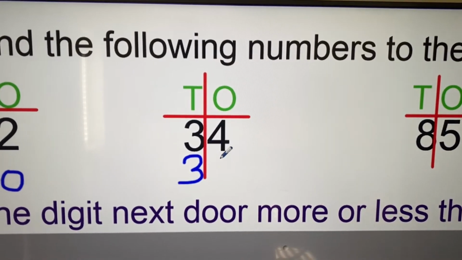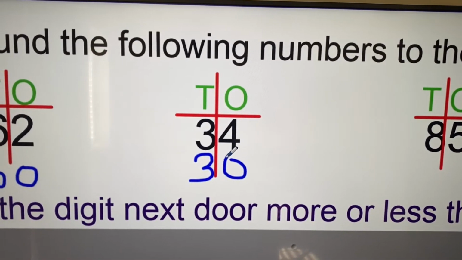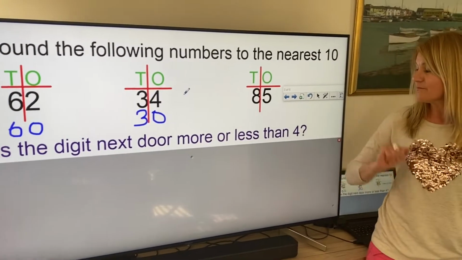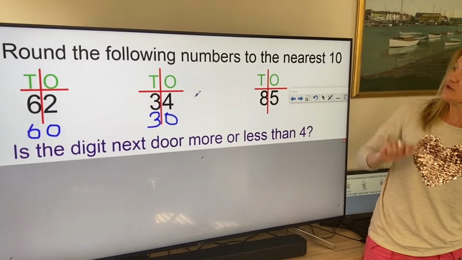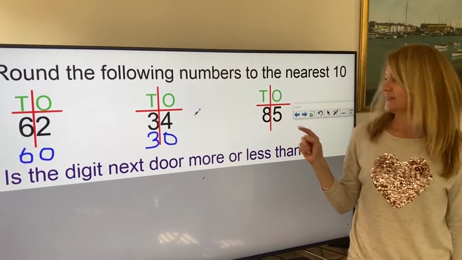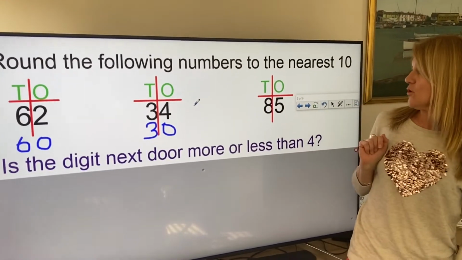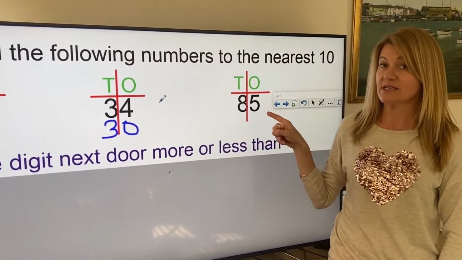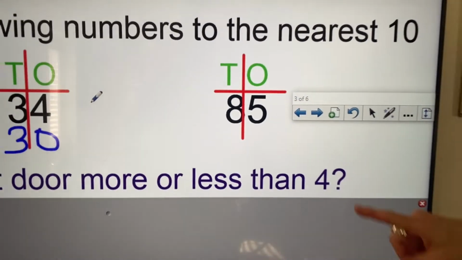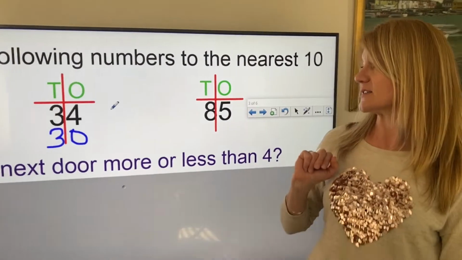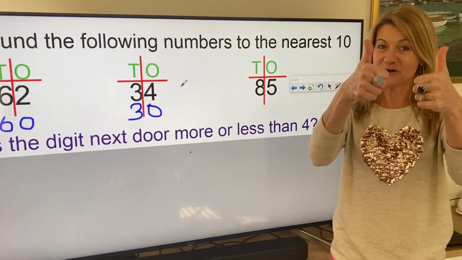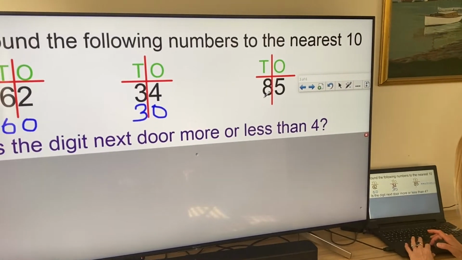I can tell you are all doing a fabulous job. Better than my writing, I'm sure. Excuse that with this pen. Okay, the final one. Rounding to the nearest 10. In the tens column, we have an 8. 80. Is the digit next door more or less than 4? The digit next door is 5. You know this. If it's 5 or more, we round up to the next number. So 85 becomes what? Let me hear you. You've got it. It becomes 90.